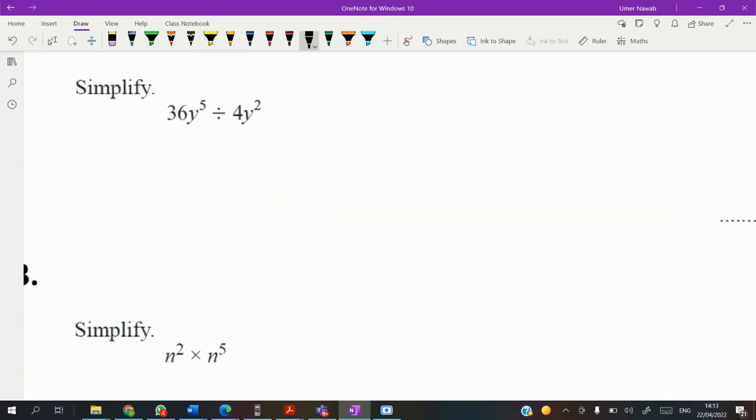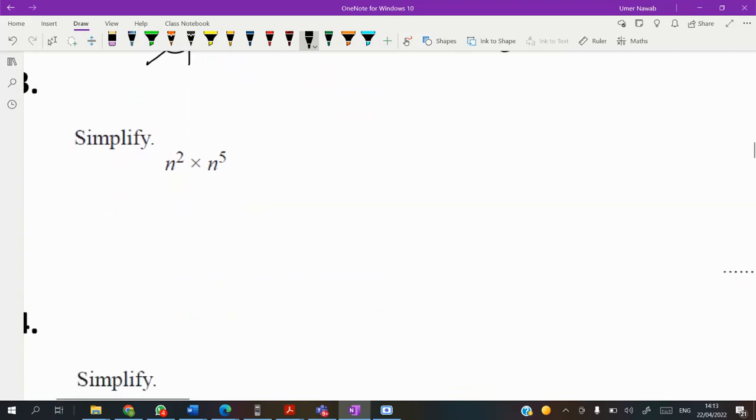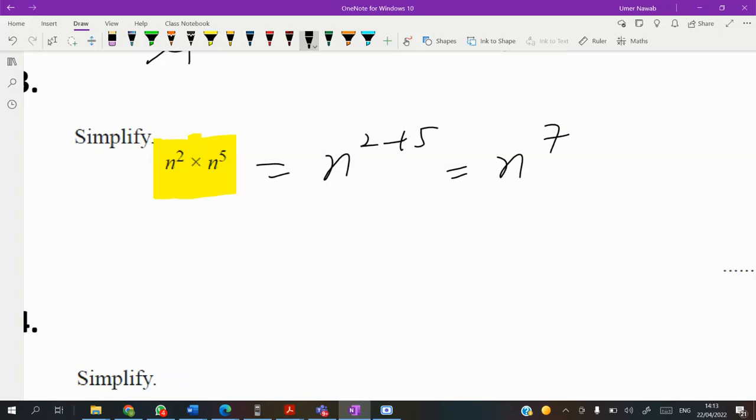Now division sign tells you that 36 is divided by 4 and y 5. Division, same bases, we subtract their powers. So answer is, you can use calculator, 9. This is y power 3. Now, whenever you see the multiplication sign and same bases, you add their powers. So 2 plus 5, and the answer is n power 7.